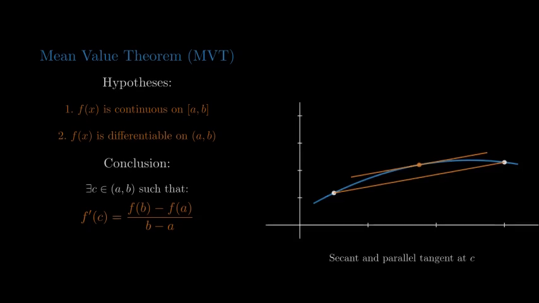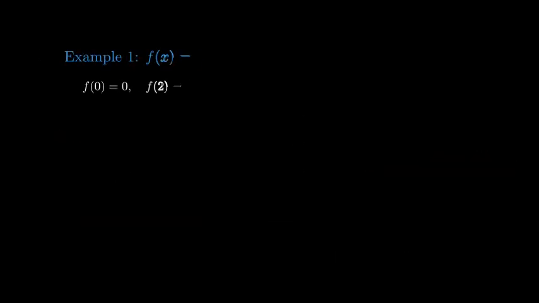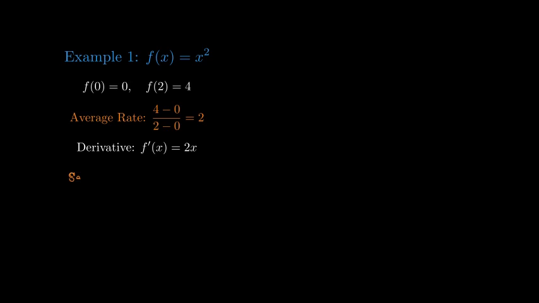Let us look at a concrete mathematical example to see how this works. Suppose we have the function f of x equals x squared defined on the closed interval from 0 to 2. First, let us calculate the average rate of change of this function over the interval. We evaluate the function at the right endpoint, giving f of 2 equals 2 squared, which is 4. We evaluate the function at the left endpoint, giving f of 0 equals 0 squared, which is 0. The average rate of change is the fraction 4 minus 0 divided by 2 minus 0, which simplifies to 4 divided by 2, or 2.